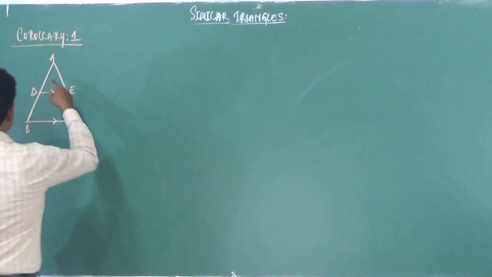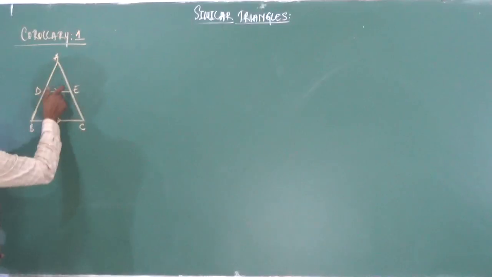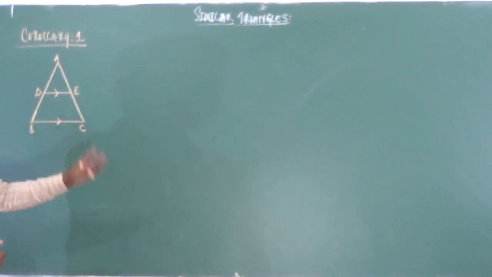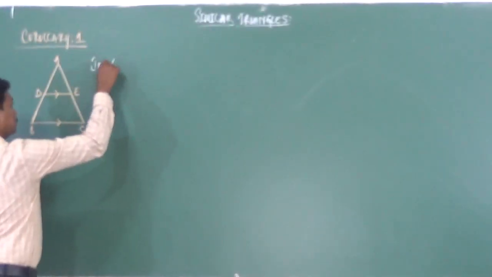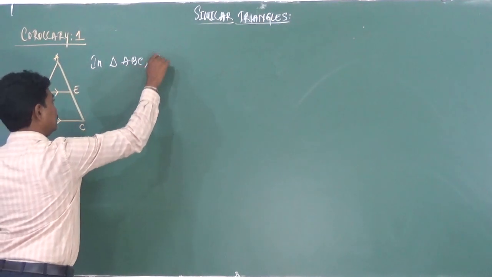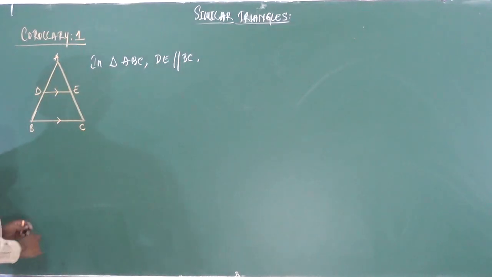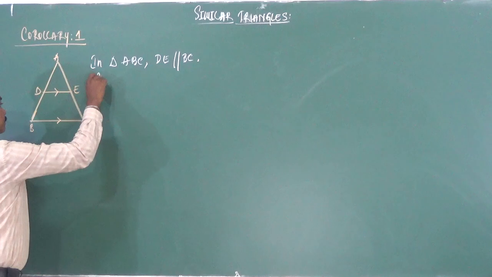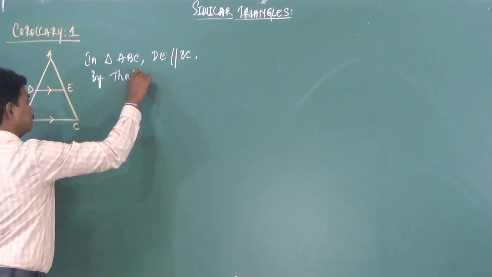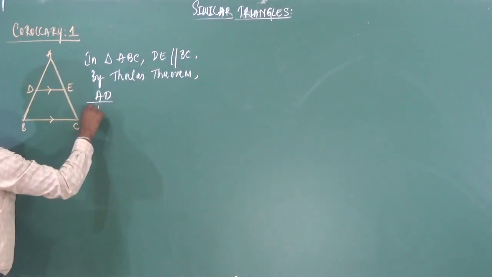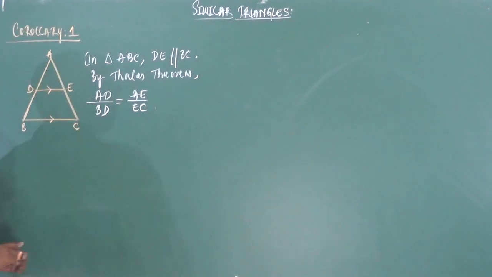Now, in triangle ABC, we have drawn DE parallel to BC. So according to Thales theorem, DE should divide AB and AC in the same ratio. That is, it divides AB and AC proportionally. So in triangle ABC, DE is parallel to BC. By Thales theorem, AD by BD should be equal to AE by EC.